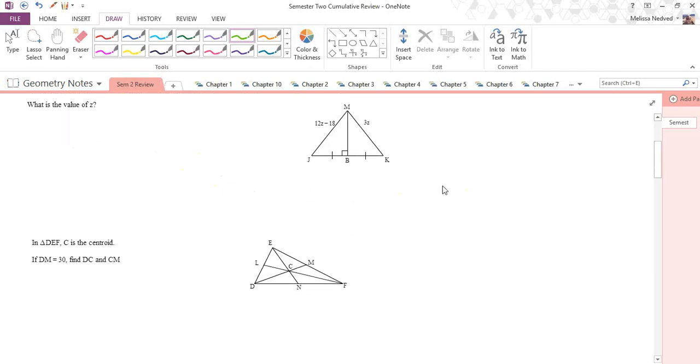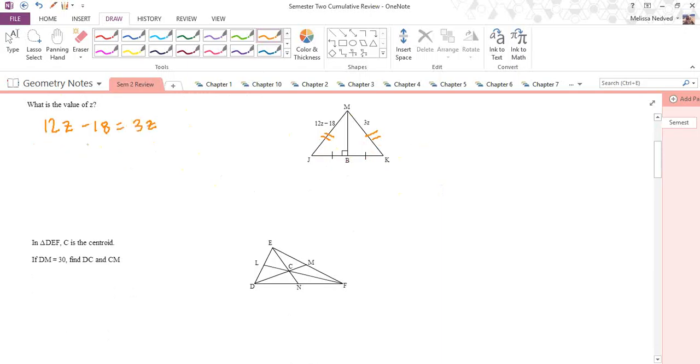Our next one, we're looking at a picture here. We want to find the value of Z. So Z is just part of the expression to represent the side lengths of JM and MK. So notice here that point M is on the perpendicular bisector of my segment JQ, and it's also point B, which is my midpoint. So we know any point that's on the perpendicular bisector of a segment is going to be equidistant from the endpoints, meaning JM is going to be the same length as MK. Knowing that those two segments are congruent, we can go ahead and take those expressions and set them equal to each other. 12Z minus 18, and set that equal to 3Z. Since my two segments are congruent, their lengths have to be equal.